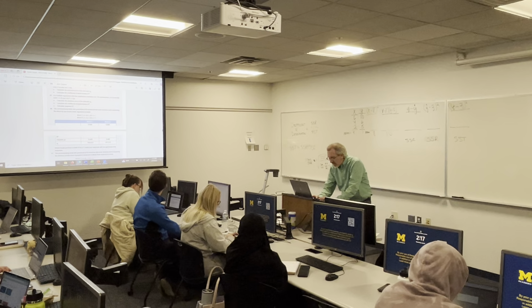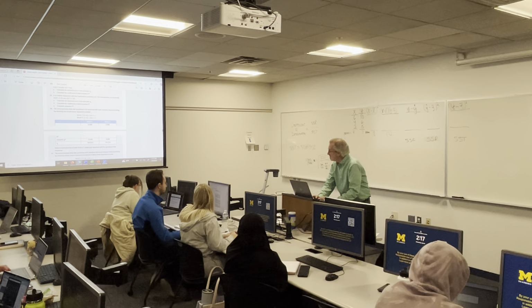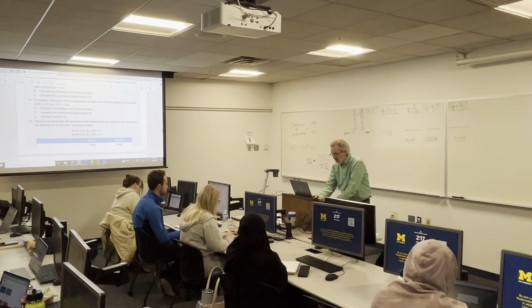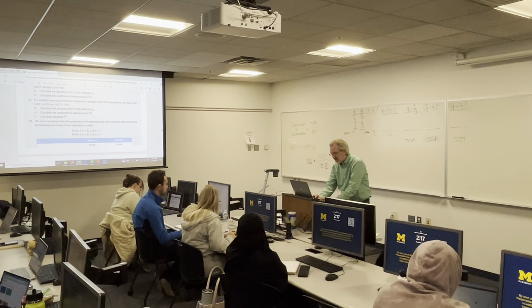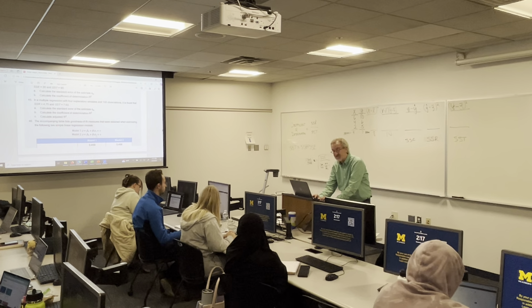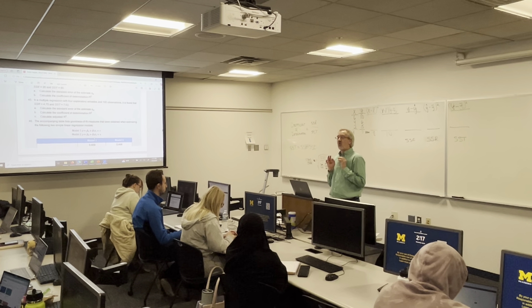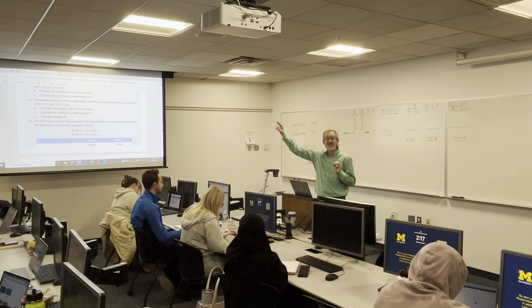See these 2 forecasting models right here? 1 and 2. I'm going to see if I can make this bigger. There they are. See these 2? Y, the forecast, equals B sub 0, the intercept, plus B sub 1 times x1, slope times whatever x1 is. The other model's using the slope times x2, a different x, a different slope maybe, or the same slope.